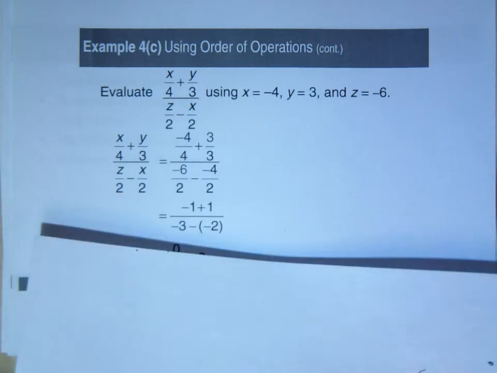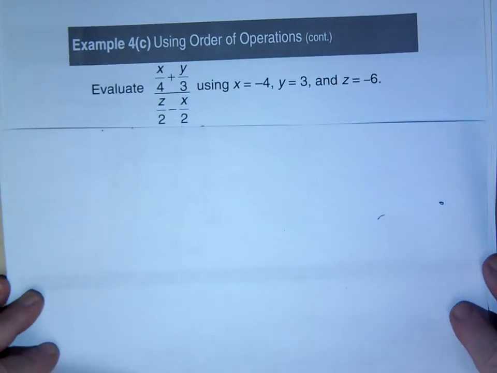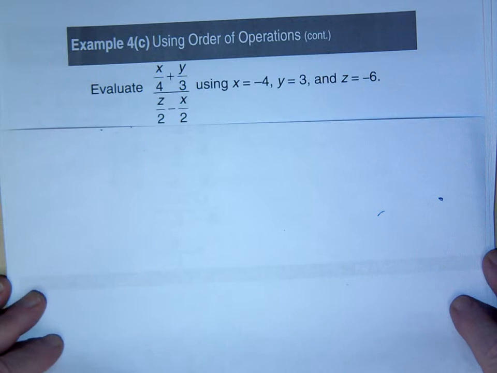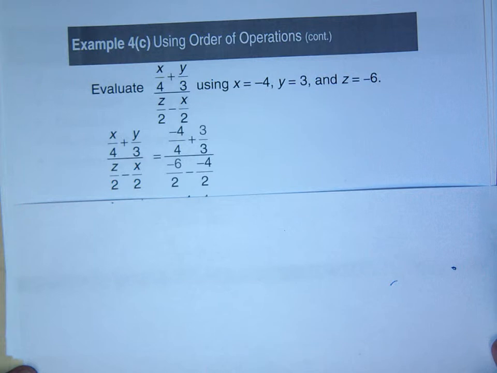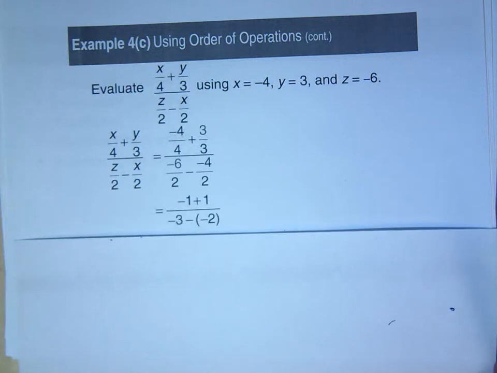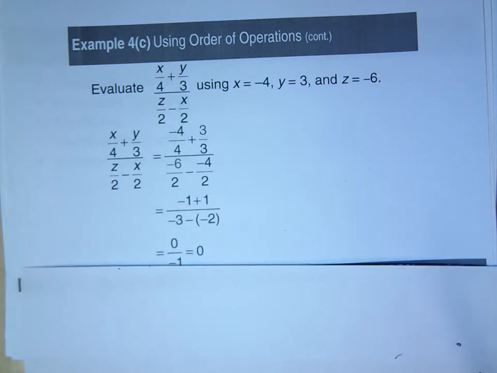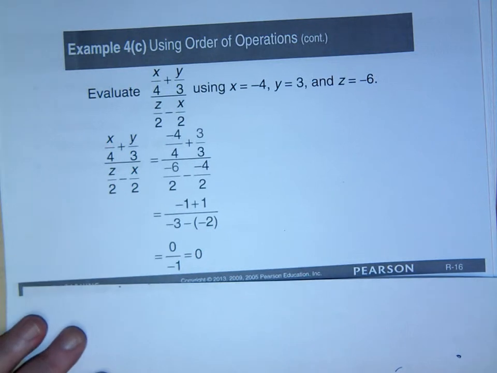And here's an even more complicated example, but it works the same way. We substitute all the values in, do the calculations in the numerator and in the denominator. Substituting the numbers in, we get this. Then we go through and do the calculation using our order of operations. And we end up with 0 over minus 1.